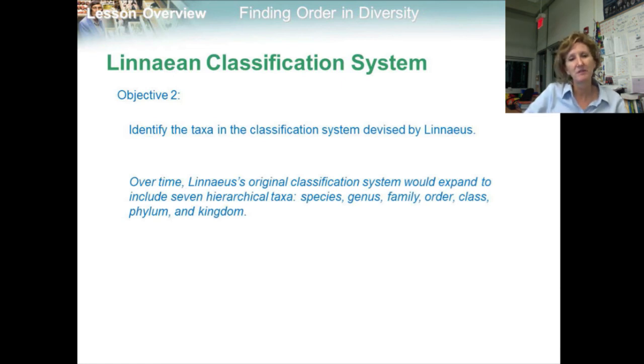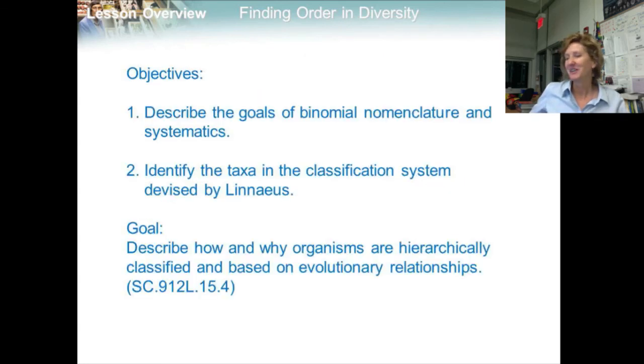All right, so objective 2 is identify the taxa in the classification system devised by Linnaeus. Over time, Linnaeus's original classification system would expand to include 7 hierarchical taxa: species, genus, family, order, class, phylum, and kingdom. Some way to remember those in order is what I'm trying to get to. We'll work on that in class.